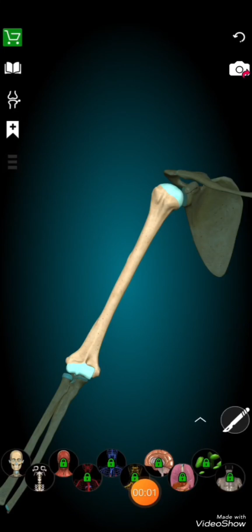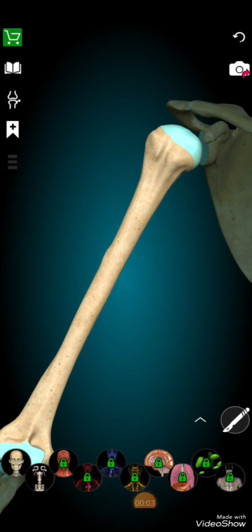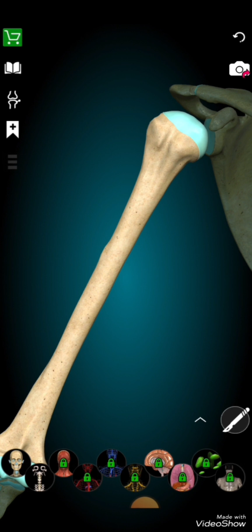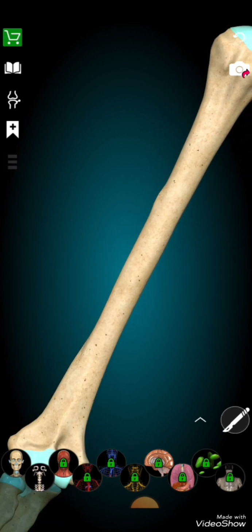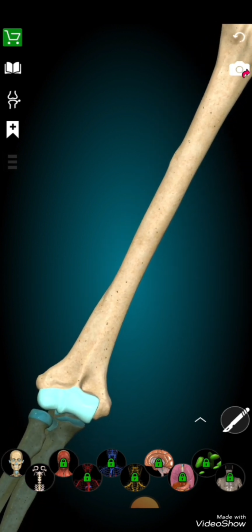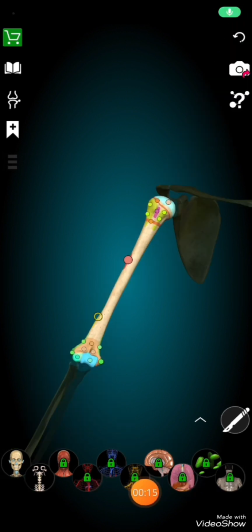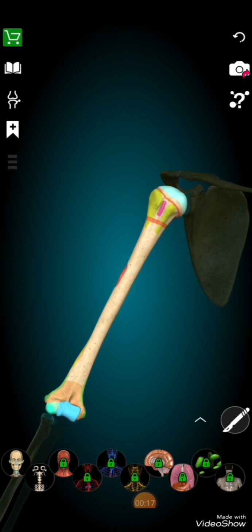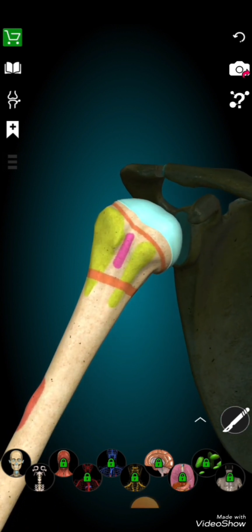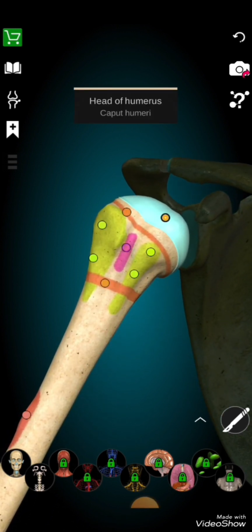This is the right humerus. You can see its upper end, and this middle portion is called the shaft, and the lower end, which is triangular in shape. Now we have to learn the bony landmarks. Consider the upper end. This is the head of the humerus in blue color.